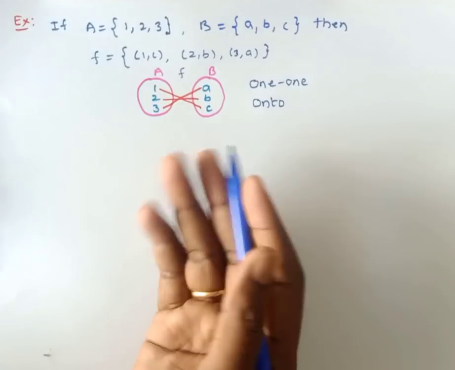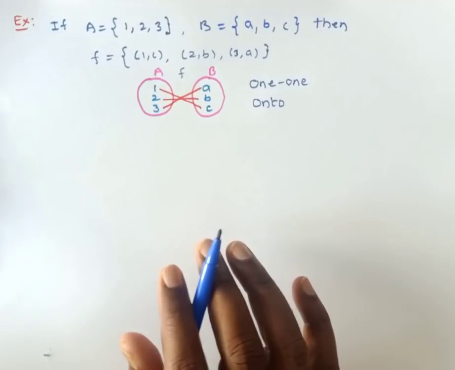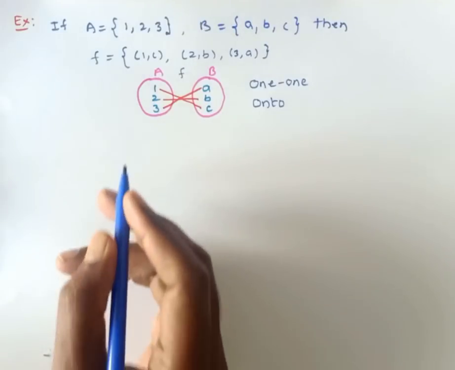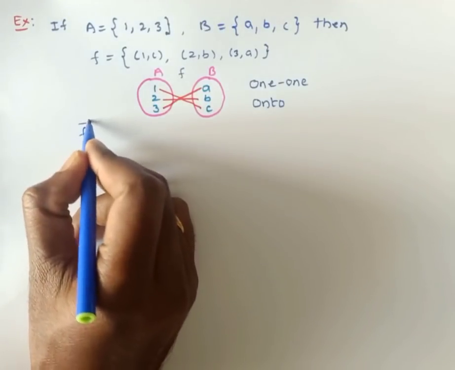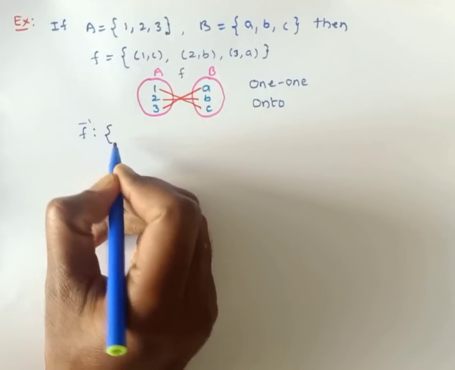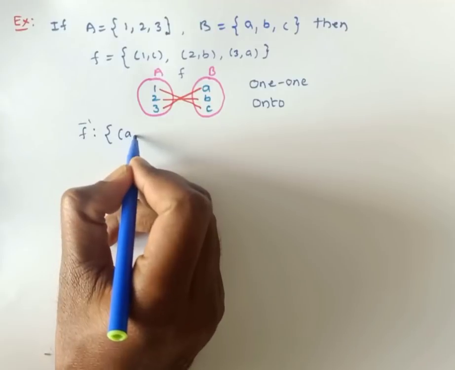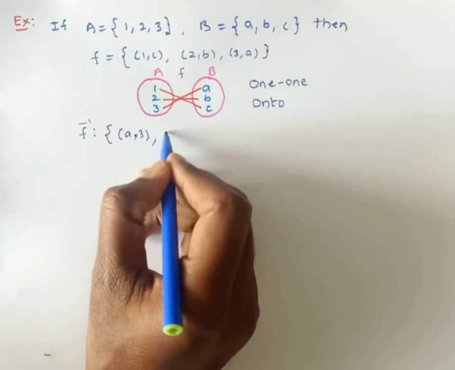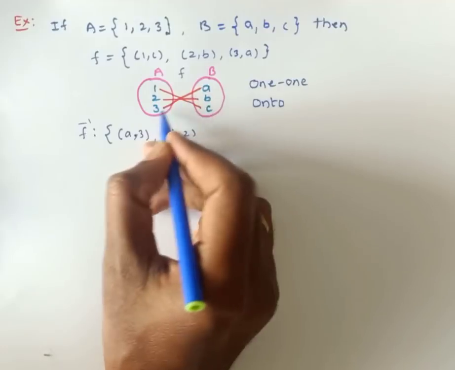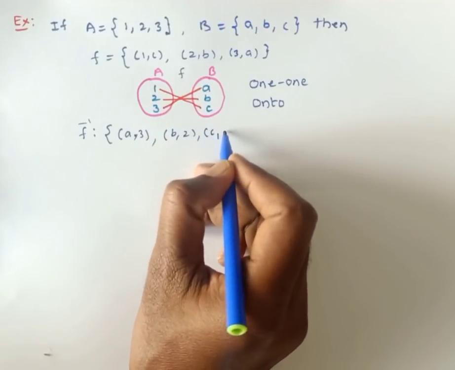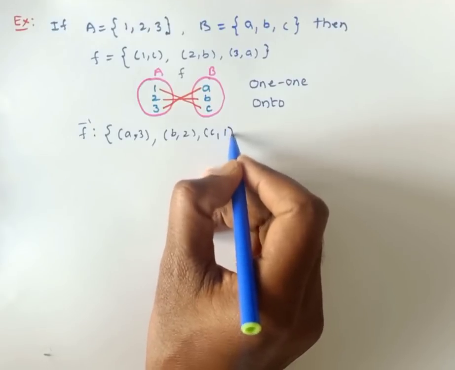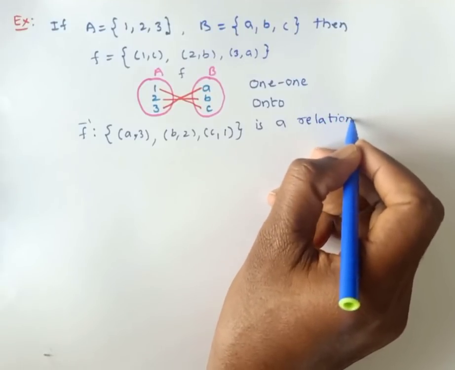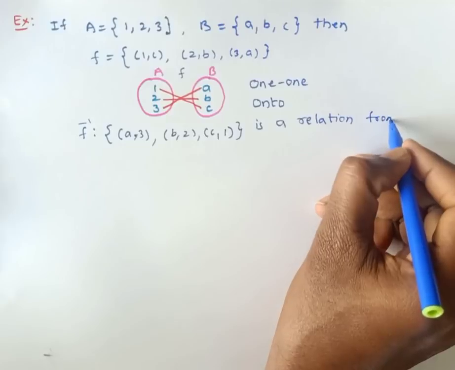Now you need to check in the reverse manner. Just check the definition of a function from B to A. Here, F inverse is a function, right? So F inverse is a relation. Here F inverse is what? It is a comma 3, b comma 2, and c comma 1, which is a relation from B to A.